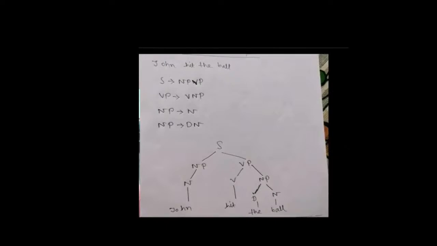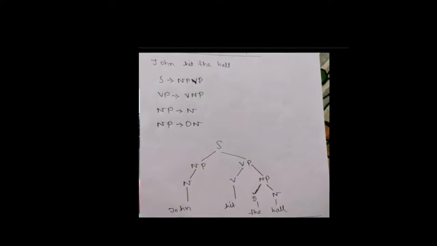So in this way we can very easily make the parsing tree of any grammar or of any sentence of any natural language. So it's a very important concept, and these two applications of context free grammar are very useful in natural language processing.